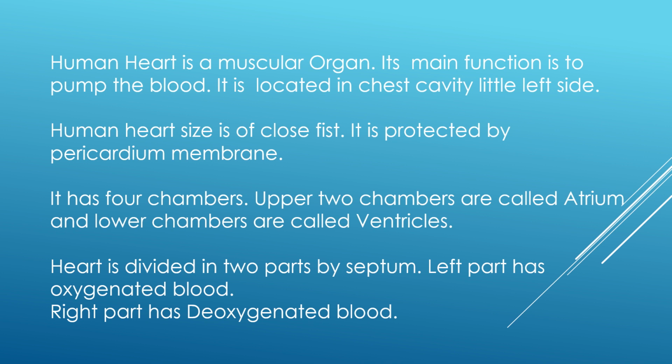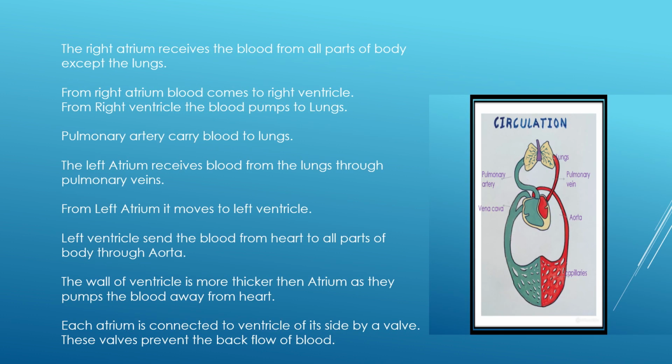Now, how does this blood come to our heart and how does it go to other parts of the body? The right atrium receives the blood from all parts of the body except the lungs, and this blood is deoxygenated blood. From the right atrium, the blood comes to the right ventricle. From the right ventricle, the blood is pumped to the lungs. The pulmonary artery carries blood to the lungs.